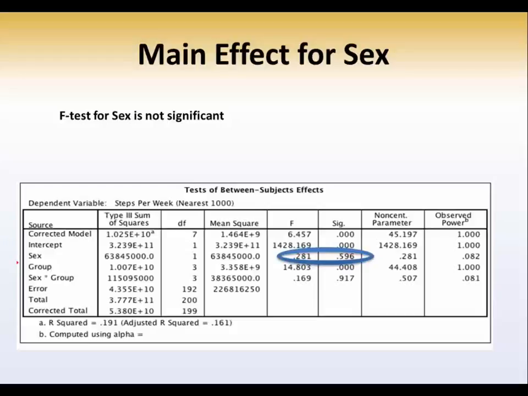The key things that we're looking for are the lines associated with sex, group, and sex by group. Notice that the F value for sex is 0.281. The P value, or significance level, is 0.596. There is no significant difference in the number of steps reported for the males and the females. In this analysis, it disregards into which group you fall. It's only looking at the differences between the 100 males and the 100 females.